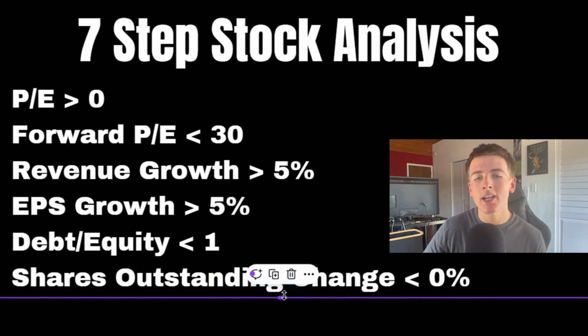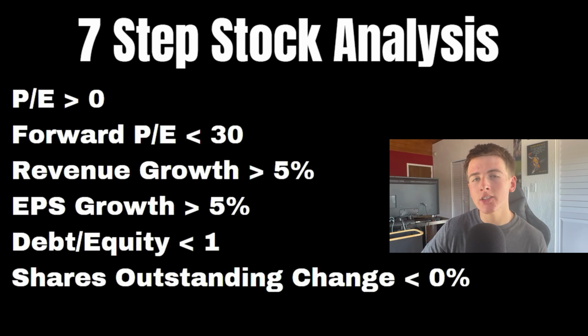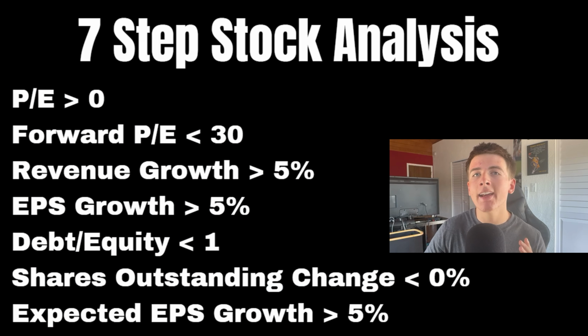Next, we look at the shares outstanding. We want the shares outstanding to be decreasing. The reason we want them to be decreasing is because if shares are going down, us investors will own more of the company. Finally, we like to look at expected earnings per share growth, which we want to be greater than 5%. We want analysts to expect Microsoft to be growing at a greater than 5% rate in the future.